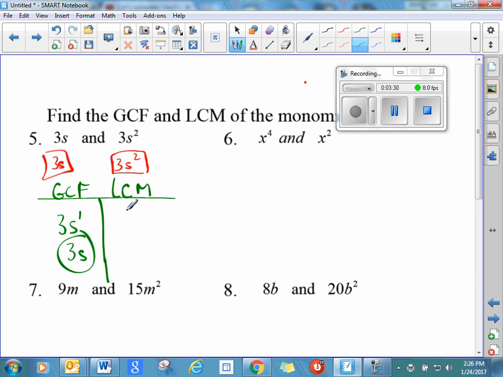The LCM, same bases. There's no other base to write down. But I'm now going to use the highest exponent. And the only thing that changes is instead of putting the s to the 1 on the GCF, on the LCM, we're going to say s squared. These go kind of quick because there's no number, so the prime factorization is the monomial.